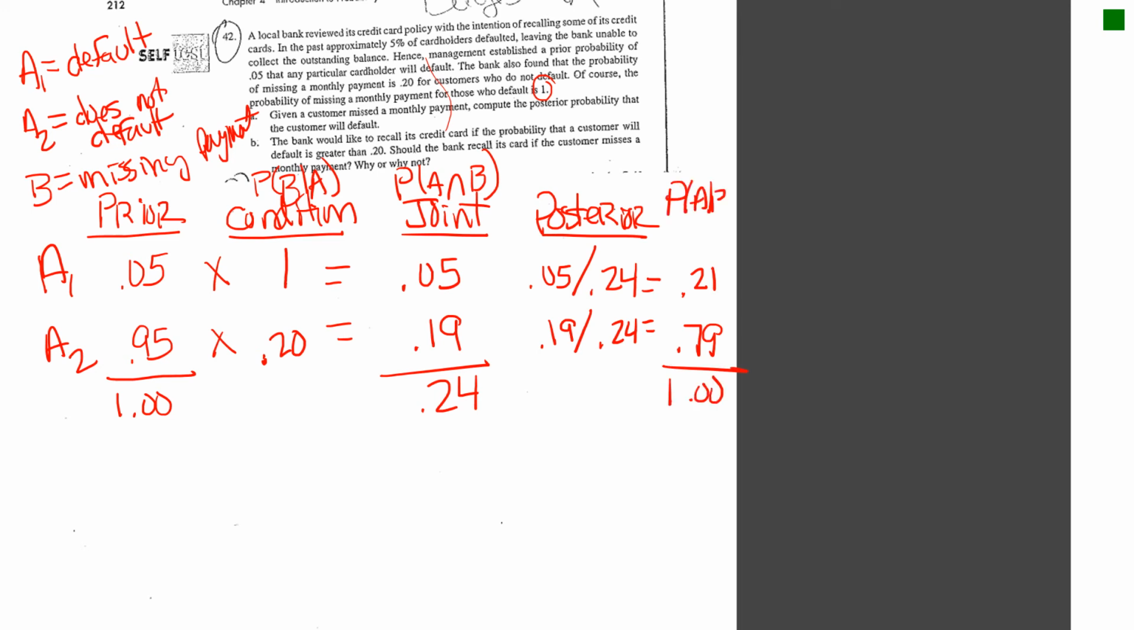Here's your probability of A given B. So now you can say, if it flips, given somebody's missing a payment, what's the probability they're going to default? It's actually about 21%. So when you look at the requirements of the problem, it says compute the posterior probability that the customer will default. These are all your posteriors. The answer is 0.21. And of course, is the bank going to recall the card? It says if it's more than 0.20, they will. So in this case, you would say, yeah, they're probably going to revoke the card because, according to the Bayes theorem application, they're at a greater risk of defaulting. It's more than that 0.20 because it turns out to actually be 0.21.